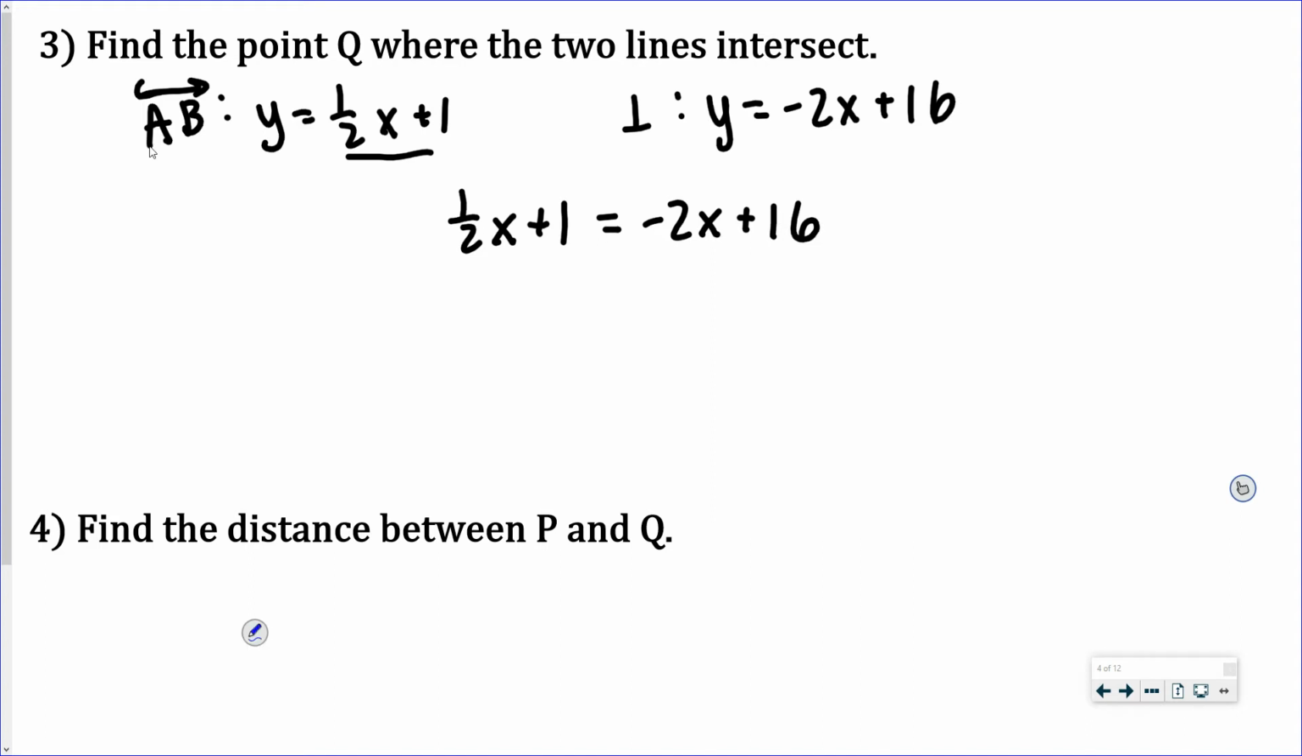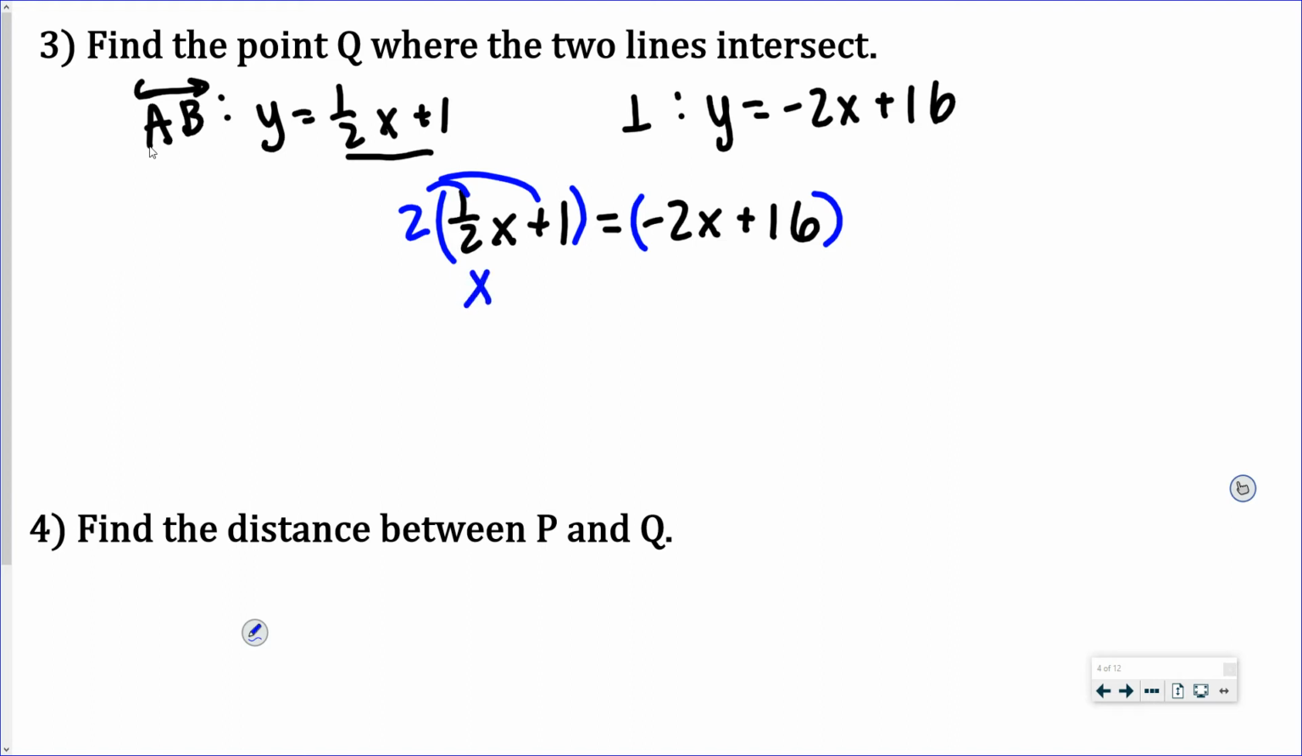And solve. Personally, when I solve equations with fractions, I like to times by the common denominator. So I like to times by 2 to get rid of the fraction. You don't have to. You can do it with fractions if you want. I like to do this, which I saw some of you try to do on the last test, but you guys algebraically kind of did it wrong.